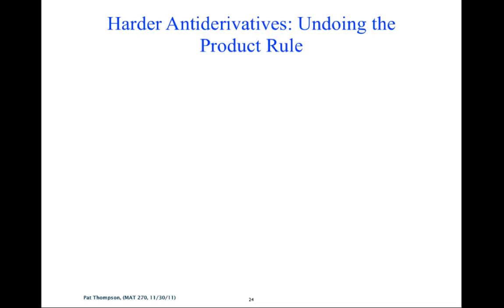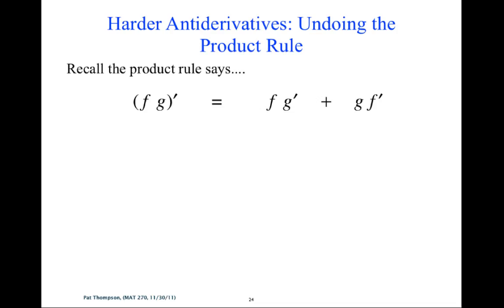Next is undoing the product rule. So first we want to recall, what does the product rule say? It says the derivative of the product of functions is what? The first times the derivative of the second plus the second times the derivative of the first.